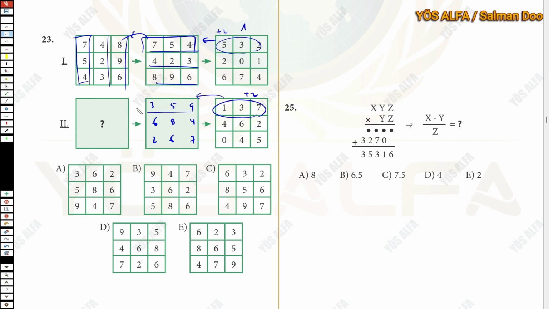So let's do the procedure here. We'll have 3, 5, 9 on the first column, 6, 8, 4 on the second column, and 2, 6, 7 here. So the answer is 3, 5, 9, 6, 8, 4, 2, 6, 7.